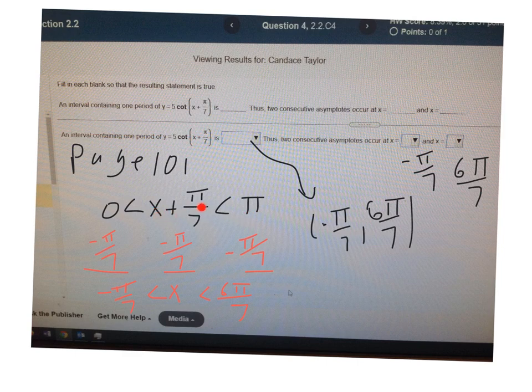And you need to solve this for x, which means you just need to subtract pi sevenths from each part of the compound inequality. That'll give you negative pi sevenths is less than x, and x will be less than 6 pi sevenths if you subtract pi sevenths from pi. So this is what you need. This gives you the interval for the period, the open interval negative pi sevenths to 6 pi sevenths, and it also gives you the two asymptotes. One will be at negative pi sevenths, and the other one will be at 6 pi sevenths.